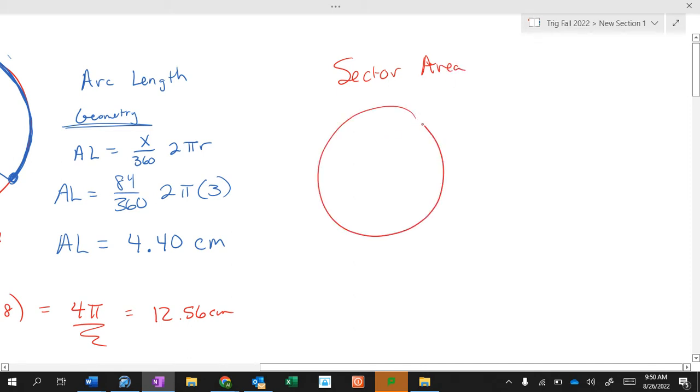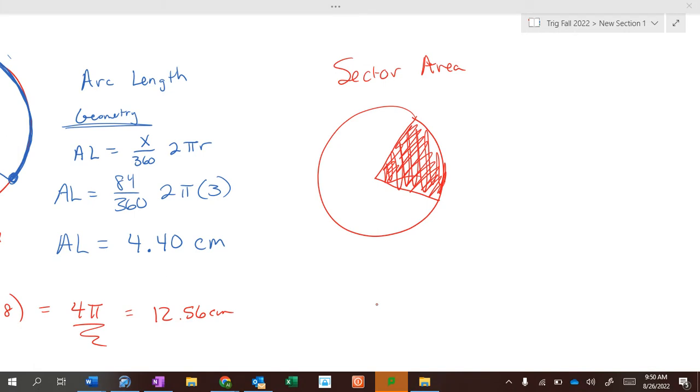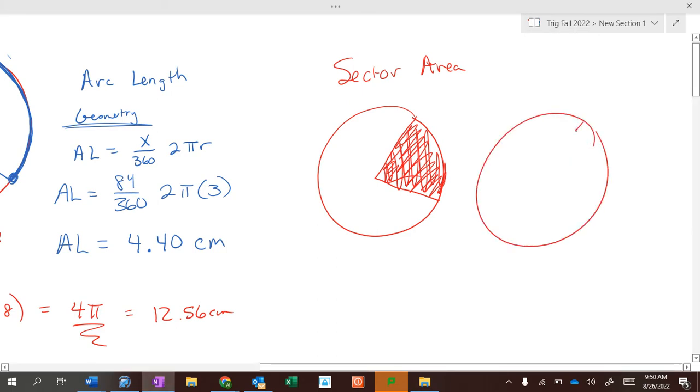Sector area. How big is a slice of pie? How big is this? Now, let's say this is a 75-degree angle. So if we have a 75-degree angle, and this is 6 centimeters, how big is this area?